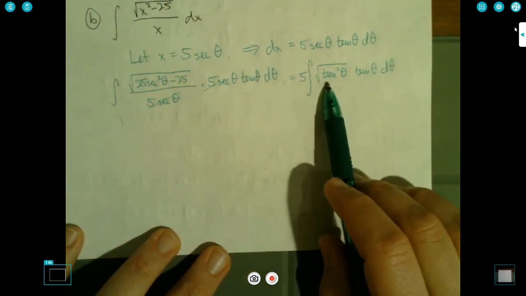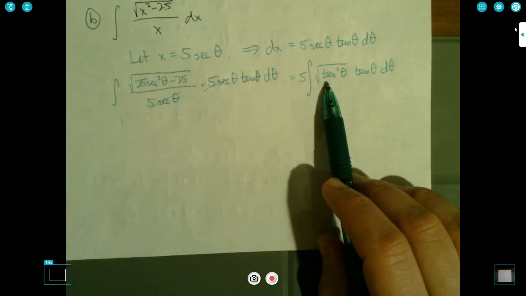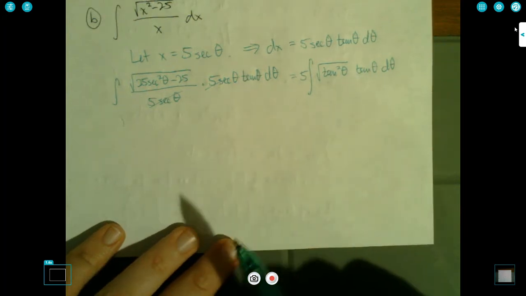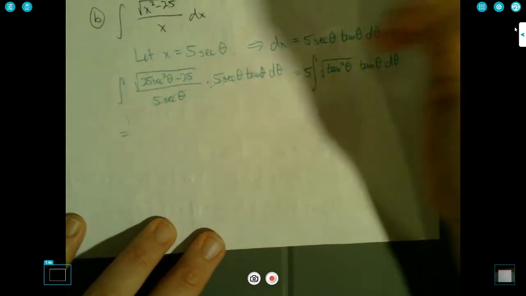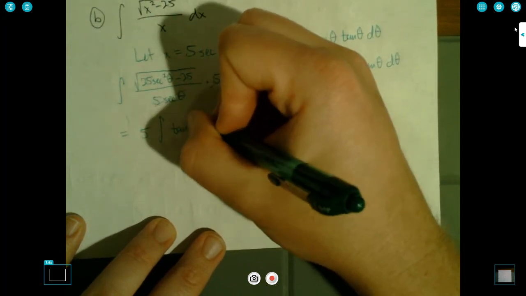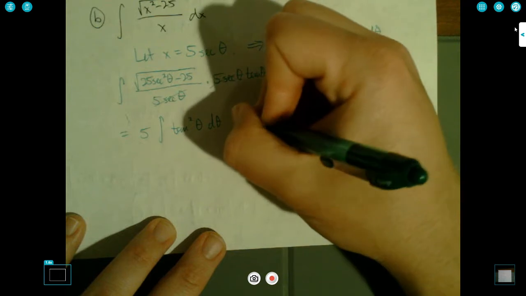So square root of tangent squared is going to be technically absolute value of tangent theta, but we'll just call it tangent theta. And then tangent theta times tangent theta is tangent squared theta. So we're going to have 5 times the integral of tangent squared theta d theta.